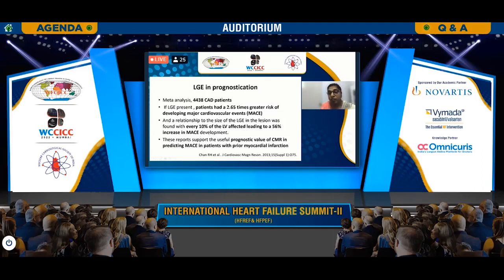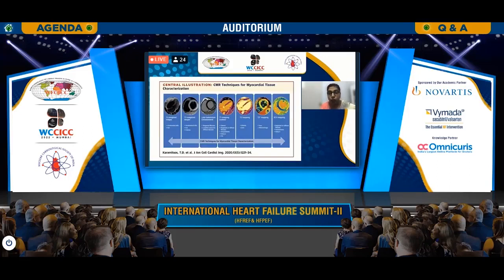So you can see how you can prognosticate your patient based on the degree of scar which is found, which can be quantified on the MRI. So it concluded that there was a definite prognostic value of cardiac MR in predicting MACE in patients who had prior myocardial infarct. So what is it that we do in these patients?